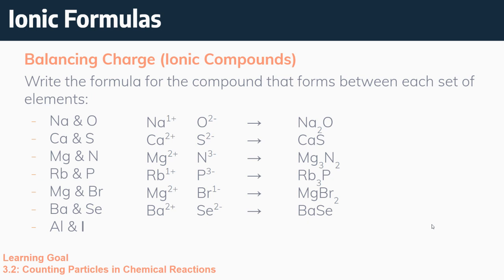And then the last example is aluminum and iodine. Aluminum forms an ion with a 3 plus charge. Iodine is a 1 minus charge. When we put those together, we get AlI3 for aluminum iodide.